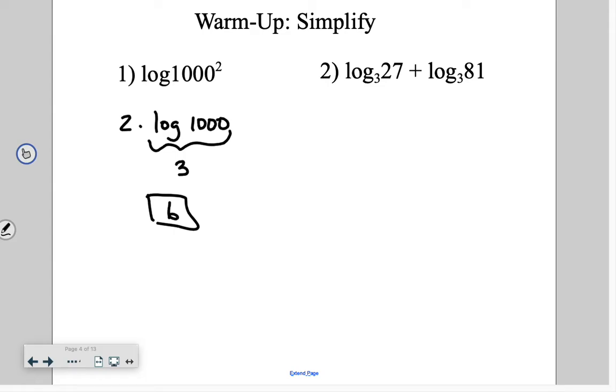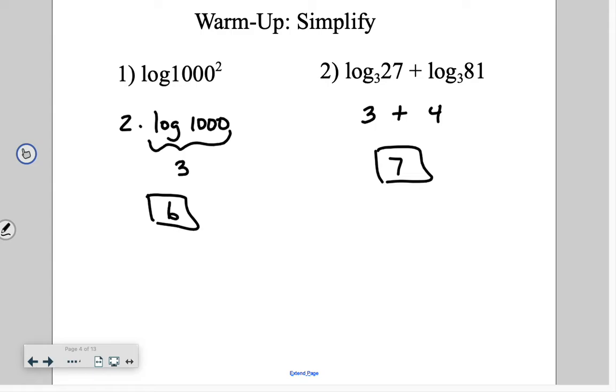When you look at the second one, again, there's a couple of ways you could do this. The easiest way is just evaluate it directly. What's the log base 3 of 27? 3. And again, remember what's being asked is 3 to what power gives you 27. That's what a log tells you. This is 3 plus, what's the log base 3 of 81? 4. And 3 plus 4 gives you 7. There's your answer.